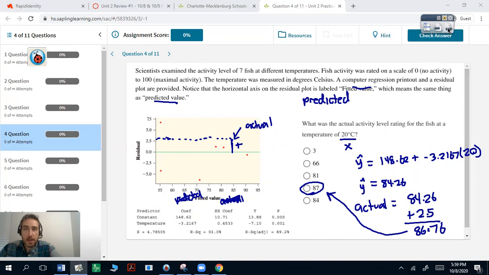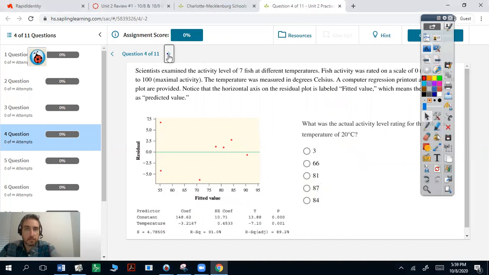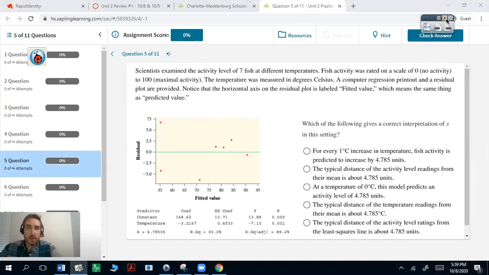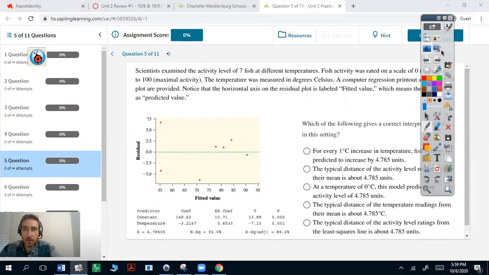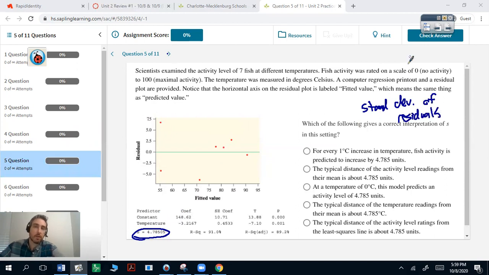Question number 5. Which of the following gives a correct interpretation of S for this setting? S is the standard deviation of the residuals. So we have to know that the standard deviation of the residuals here is 4.78405. Standard deviation of residuals are on average how far the predicted and actual values are off from each other.